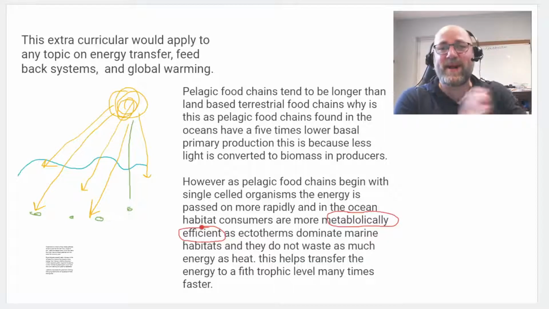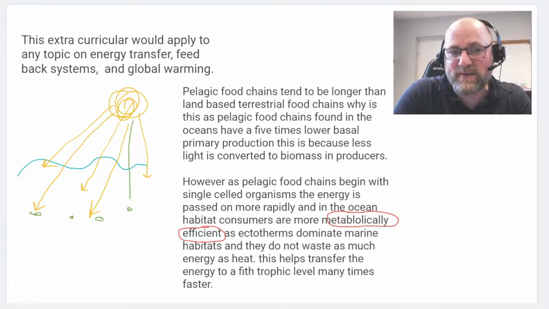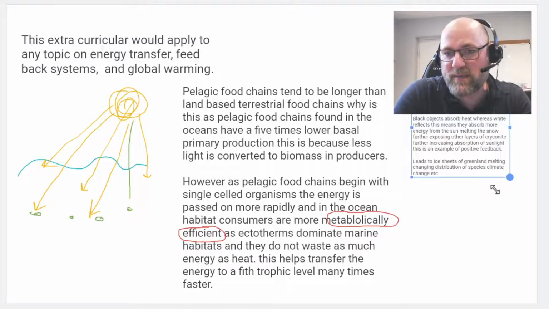So you could go on to that if you want to do transfer of energy, but that would mean remembering some of this for Wednesday, so whatever's easiest.